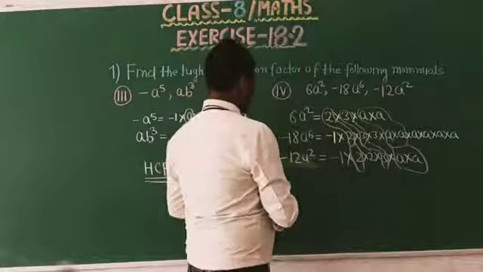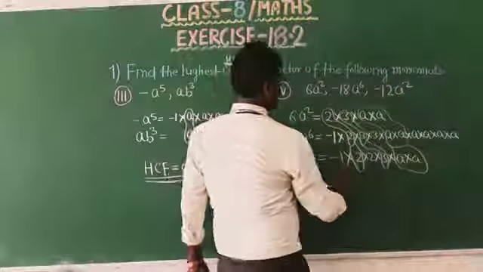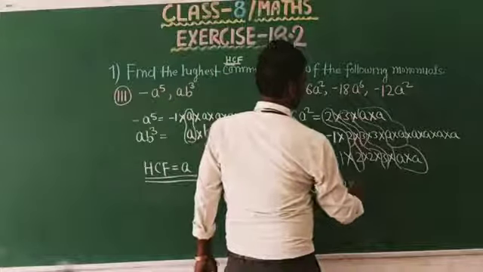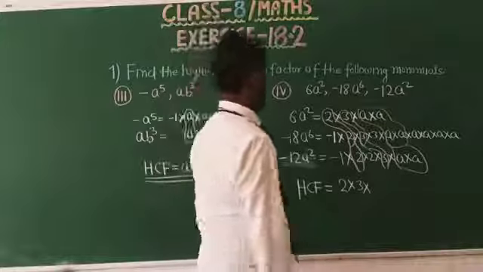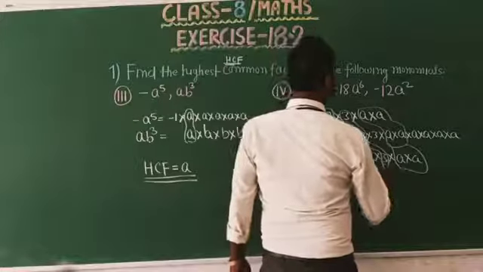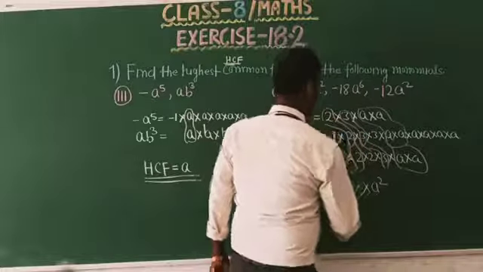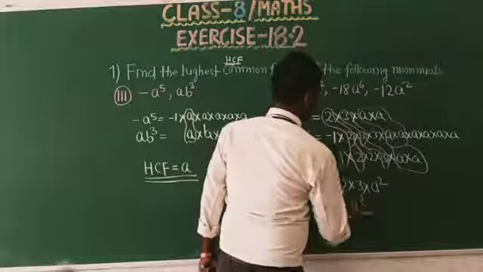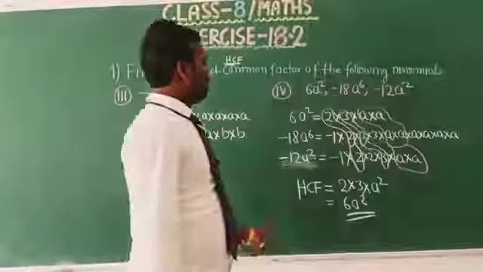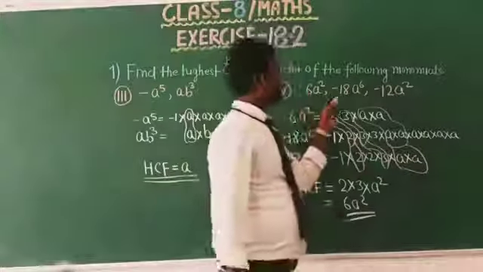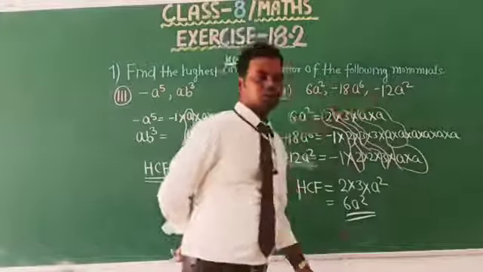So the highest common factor, HCF, is equal to 2 into the product of 3 into a square. a into a is a square. So 6a square is the highest common factor of 6a square, minus 18 a to the power 2, and minus 12 a to the power 2.